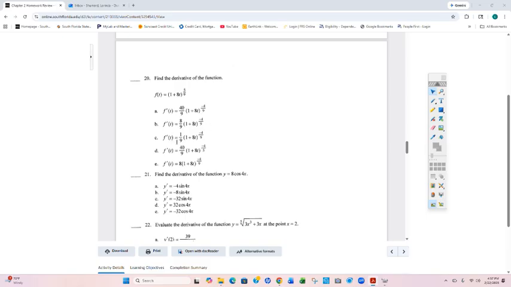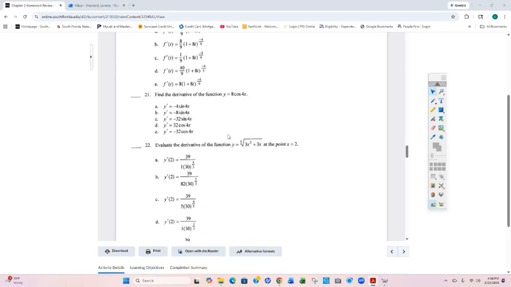C, f prime of t equals 1/9, and then in parentheses 1 plus 8t, and that is to the negative 4/9 power. D, f prime of t equals 40/9, then in parentheses 1 plus 8t, and that is to the negative 4/5 power. E, f prime of t equals 8 times, in parentheses 1 plus 8t, and then that is to the negative 4/9 power. Correct answer on number 20 was A, and that is from Chapter 2, Section 4.